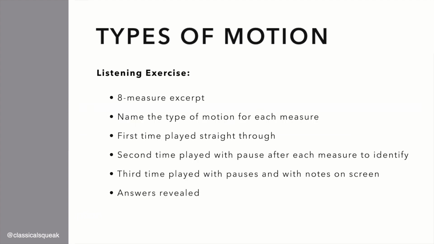You will now hear an 8-measure excerpt played 3 times. See if you can name the type of motion in each measure. The first time will be played straight through. The second time, there will be a pause after each measure for you to identify the type of motion. And the third time will be played through with the notes on screen. Afterwards, the answers will be revealed.